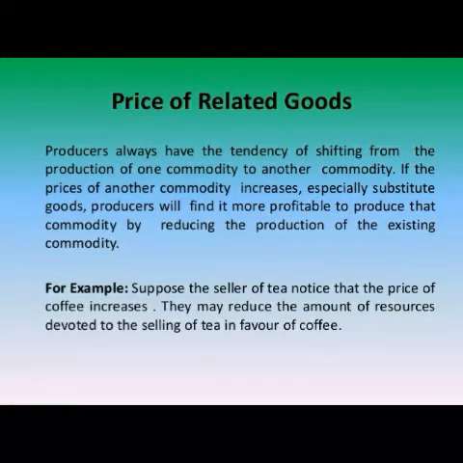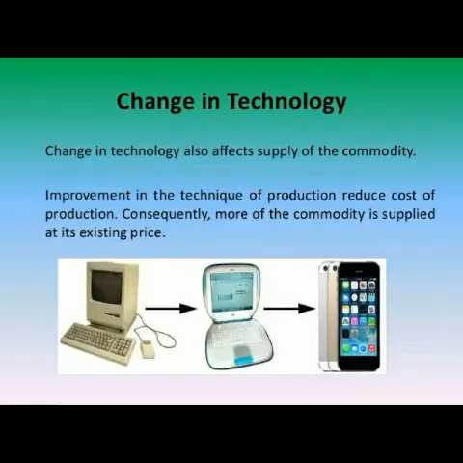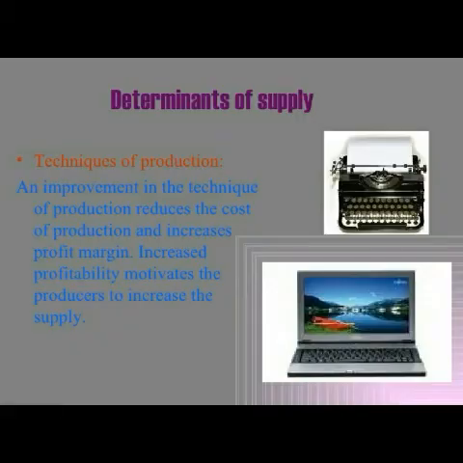Now, change in technology. Suppose the technology has improved, then definitely supply will increase, because the cost of production will be reduced. Before that, people used typewriters to do the typing, but right now computers are used. That's why it is more user friendly and less costly, so people will supply more.